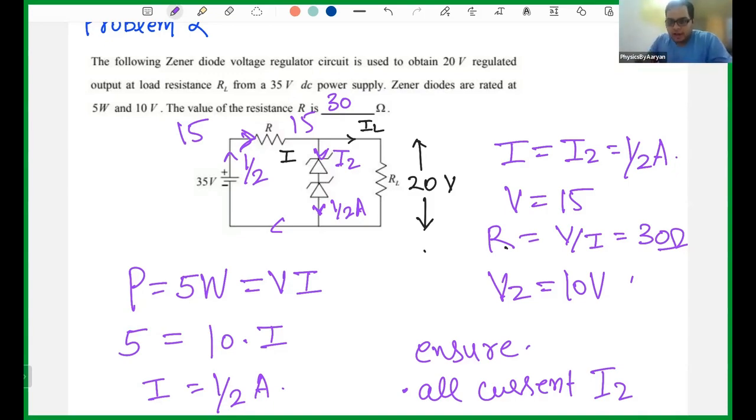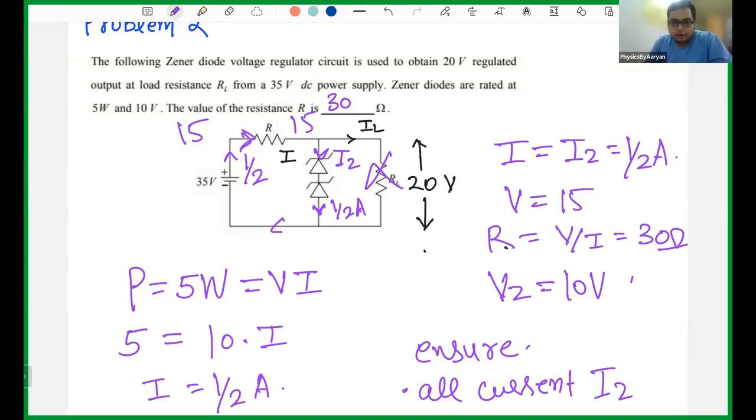But let's say I remove this load. Removing this load means I turned off my AC. So if I turned off my AC, it means I removed my load. In that case, where will all the current go? The entire current will go through the diode, so I have to make sure that my diode does not get burned.